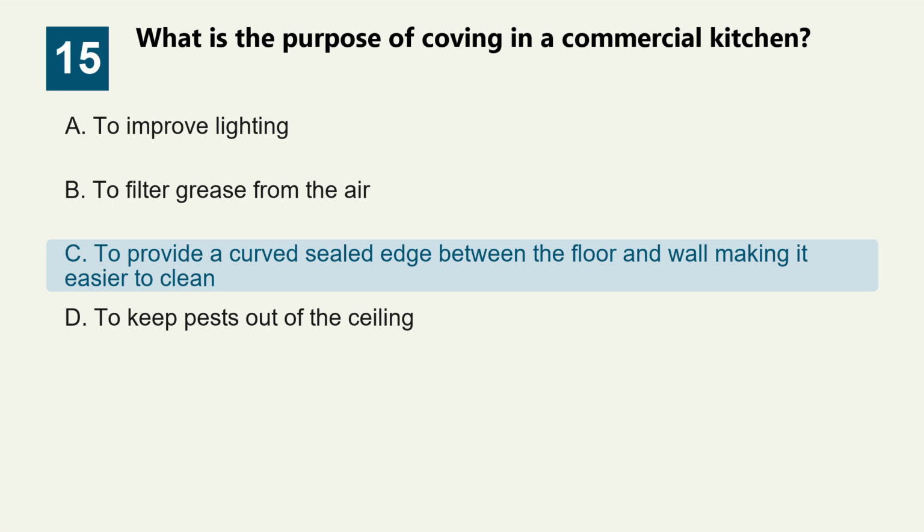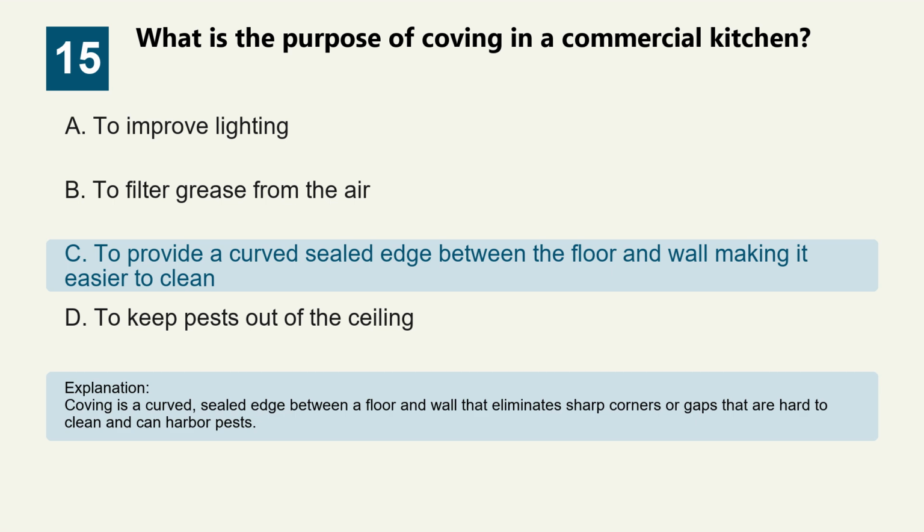To provide a curved sealed edge between the floor and wall, making it easier to clean. Coving is a curved, sealed edge between a floor and wall that eliminates sharp corners or gaps that are hard to clean and can harbor pests.